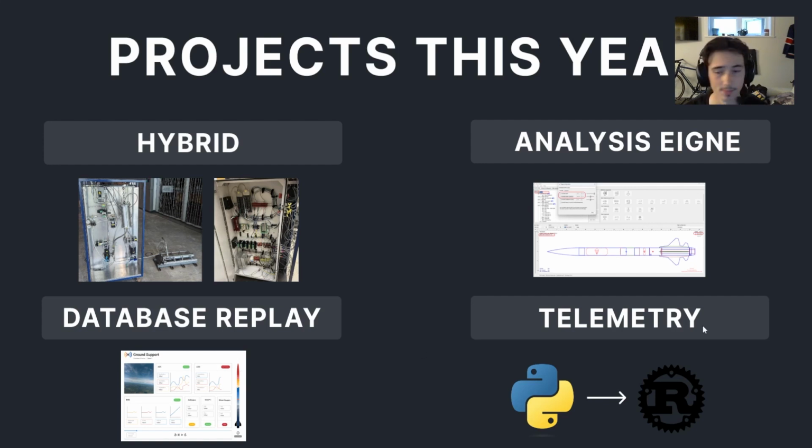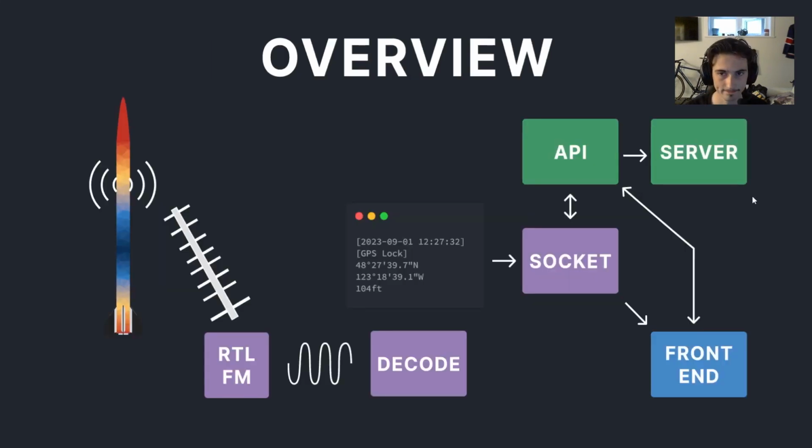And then we have telemetry. That's just switching from Python to Rust. Same sort of thing, just switching to Rust. So here's an overall overview of the ground station.